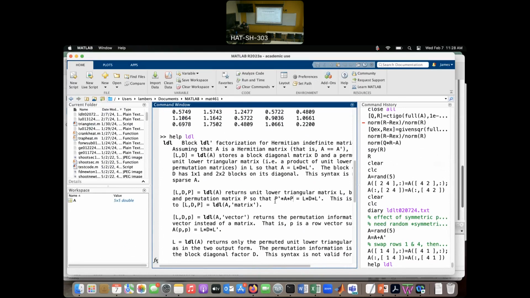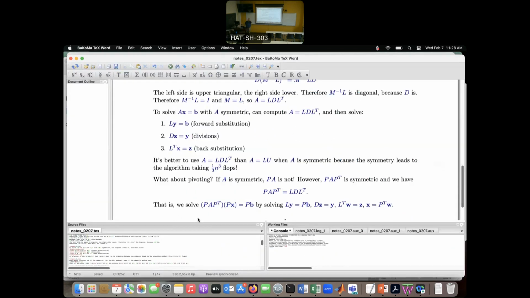And just as with the LU decomposition, you have the option of having a permutation matrix represented as an ordinary matrix, like a scrambling of rows of the identity, or as a vector, in which case you have the indices 1 through n arranged according to what interchanges were made. So that's how you could do LDLT in MATLAB. Okay, so questions about LDLT?